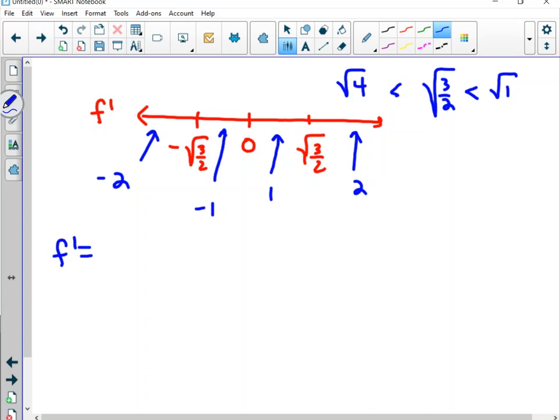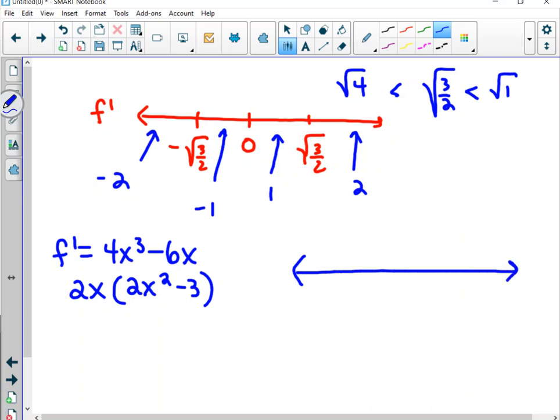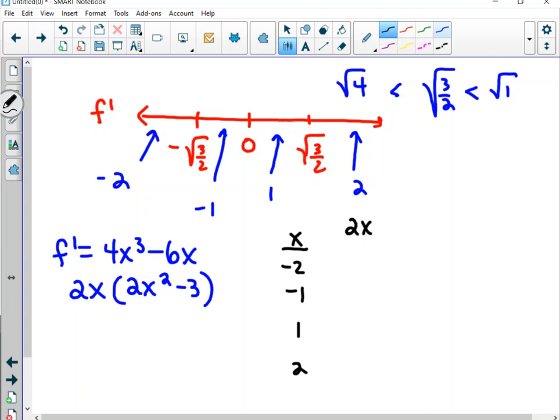Now, my f prime here, woo, 4x cubed minus 6x, or 2x times 2x squared minus 3. Oh, I already made a number line. I don't need to do that again. Here we go. I'm going to do a -2. I'm going to do a -1. I'm going to do a 1. And I'm going to do a 2. 2x. 2x squared minus 3. Final result.